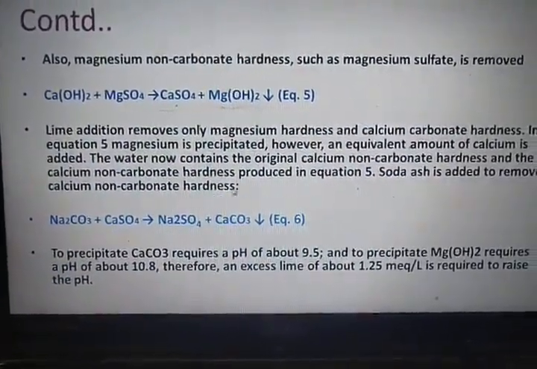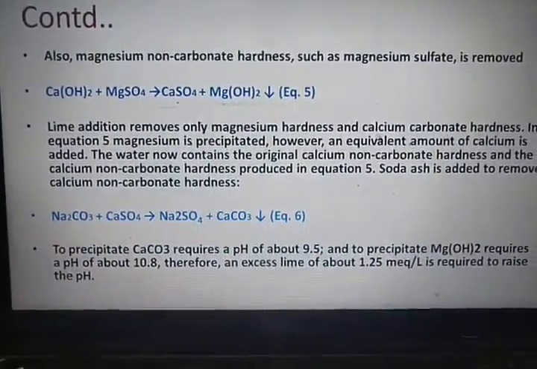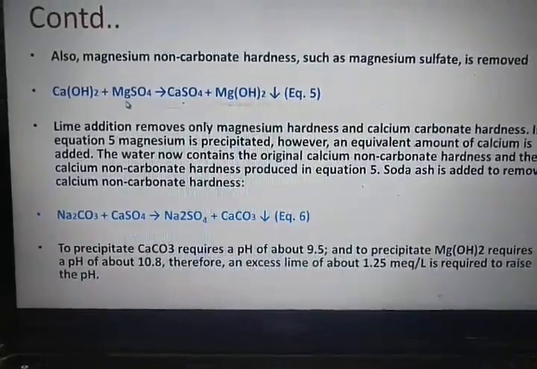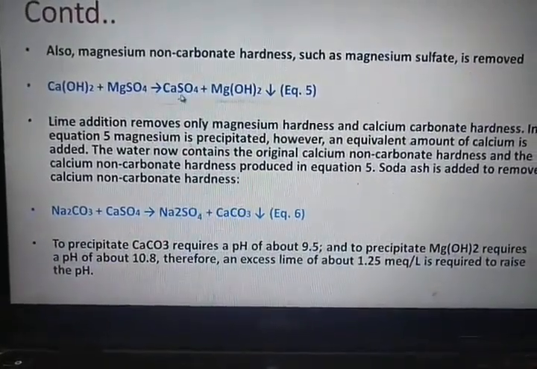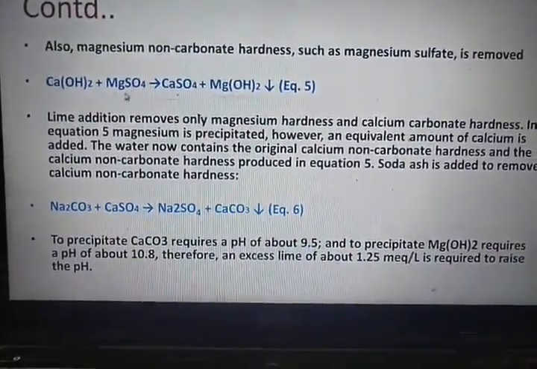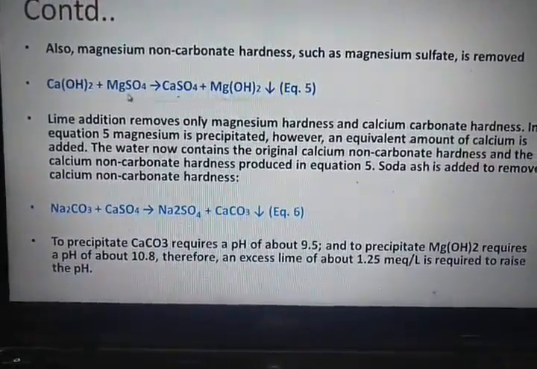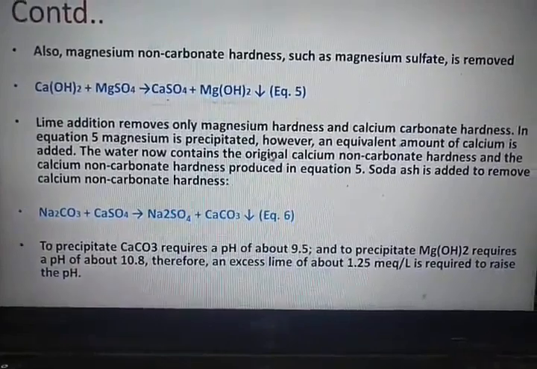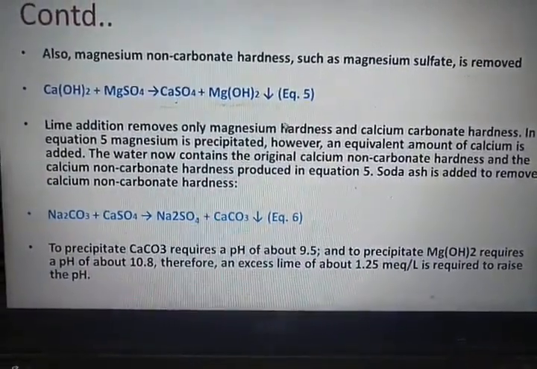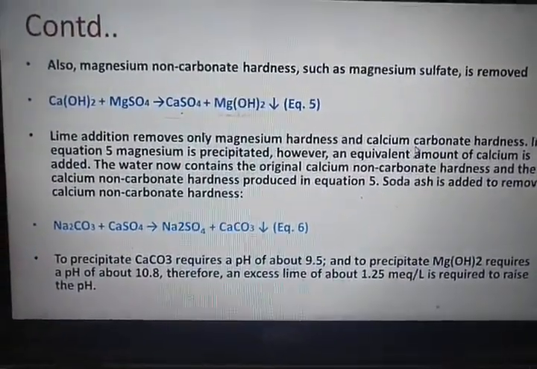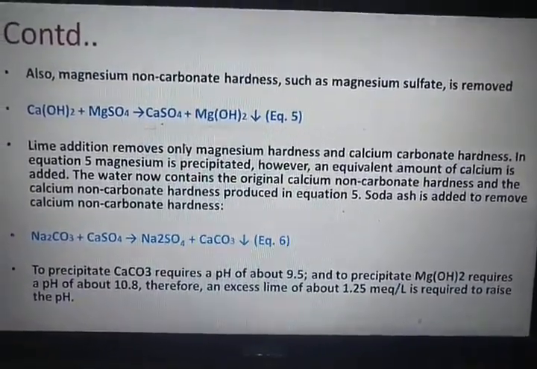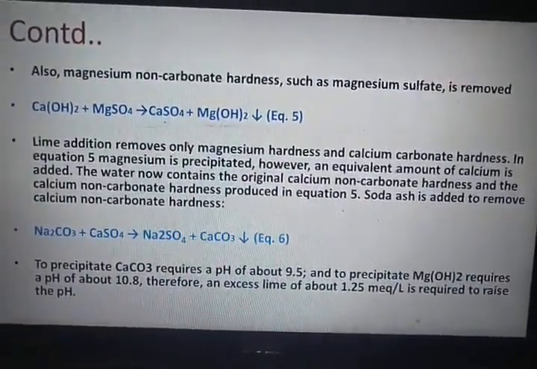Also, magnesium non-carbonate hardness such as magnesium sulfate is removed if you add the lime. That is, if you have magnesium sulfate, then it is precipitated as CaSO4 plus magnesium hydroxide as precipitate. So lime addition removes only magnesium hardness and calcium hardness. In equation 5, magnesium is precipitated, however an equivalent amount of calcium is added.